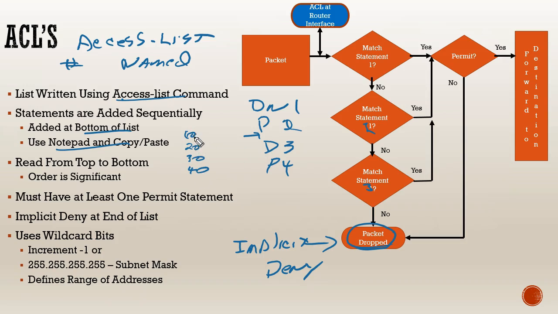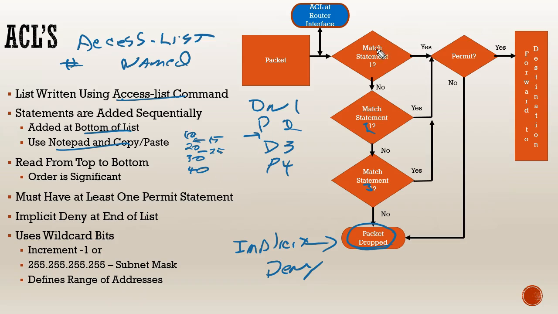So we could, if we had 10, 20, 30, 40, increments of 10 is the standard on this. If we then wanted to insert something in here, we could put 15, for instance, and here we could put 25. So with the named list, we can add commands inside of the access control list. It's read from the top to the bottom, like over here. So the order is significant, the order that the statements go into.